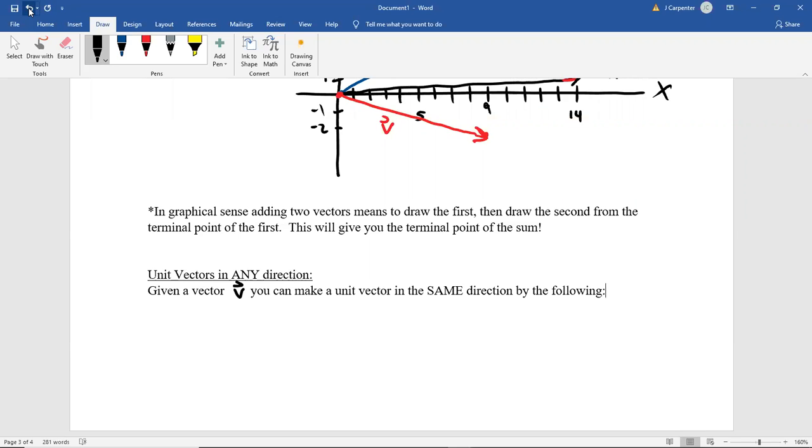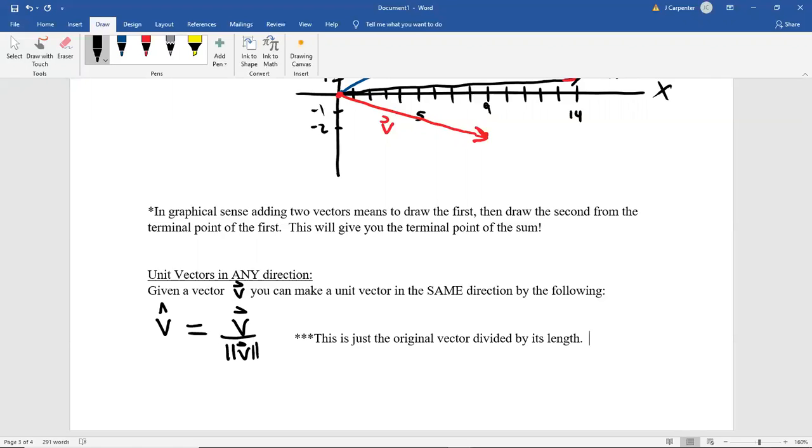And we have a symbol for this. A new symbol, the little hat. So this little upside down V means it's a unit vector. How do we find this? You take the original vector and you divide it by its magnitude. So in other words, this is just the original vector divided by its length.